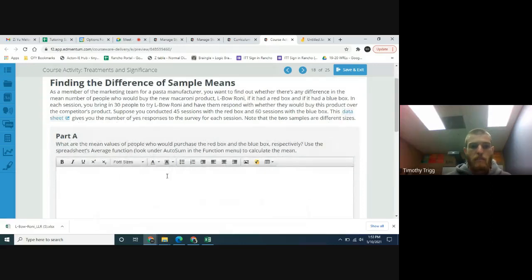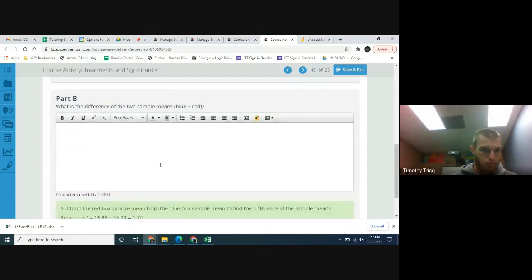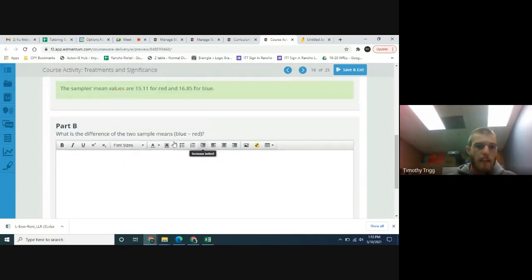What are the mean values of the people who had purchased the red box and the blue box, respectively? So go ahead and answer that. For the red box, the average was 15.11. For the blue box, it was 16.85. So go ahead and answer those in complete sentences there. The difference between the sample means, so you'd subtract those sample means, 16.85 minus 15.11, and whatever you get there, you're going to put that there.